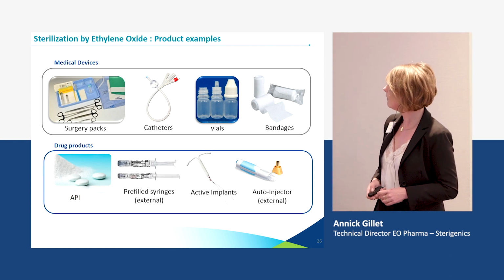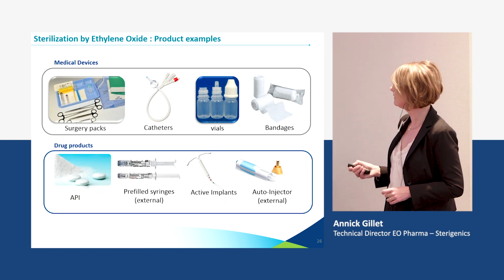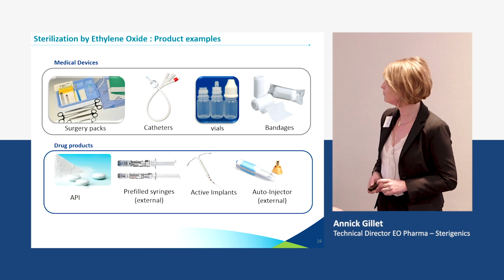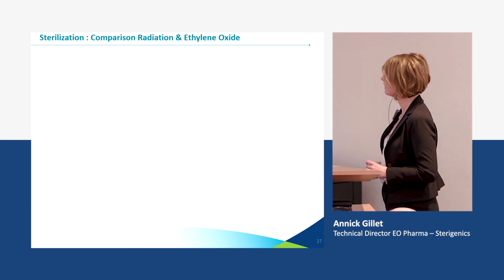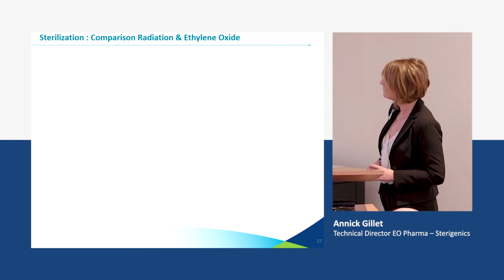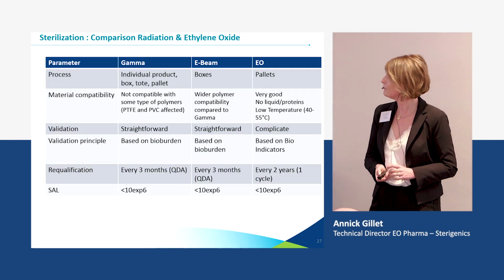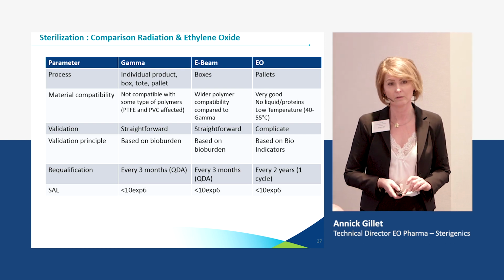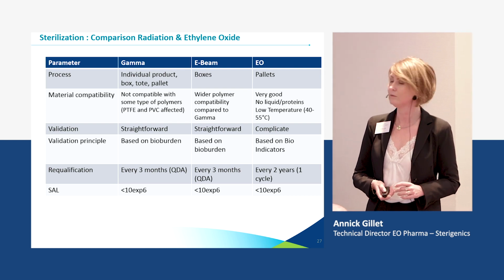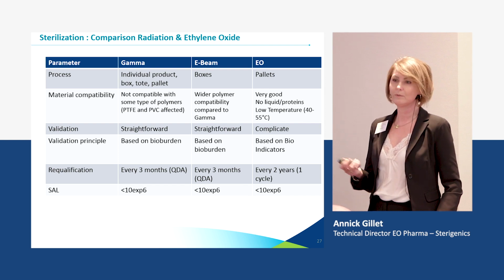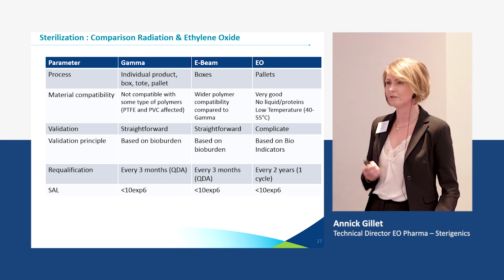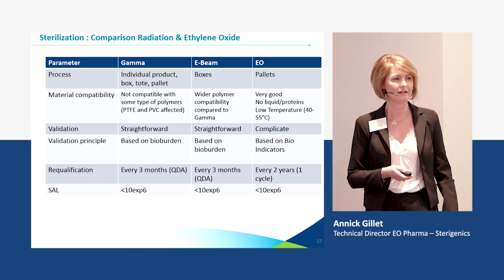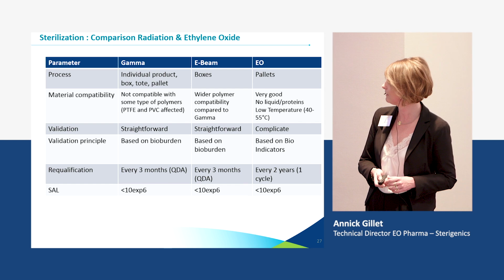Some examples of products that are sterilized by ethylene oxide here: surgery, catheters, but also some APIs, pre-filled syringes, implants, auto-injectors, and so on. Here I have a table with a comparison between the three technologies, so gamma, E-beam, and ETO. I will not go through that in the details, but at least you have it for reference in the presentation. So really, I think that's good to have a first screening or a first idea about the ideal technology for your specific product.